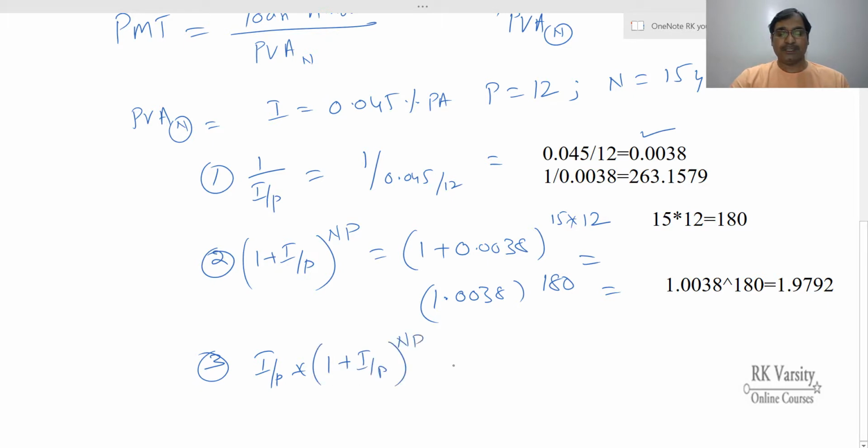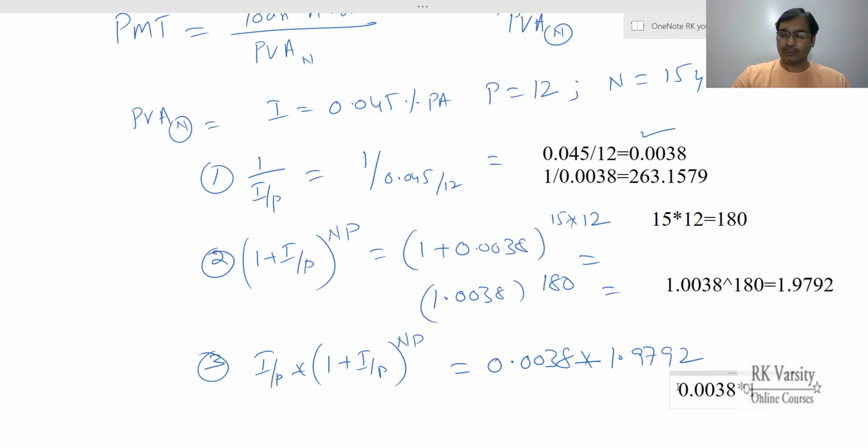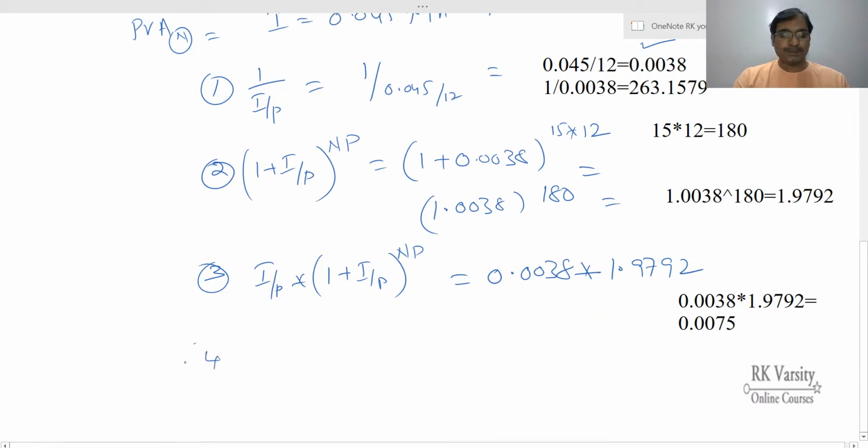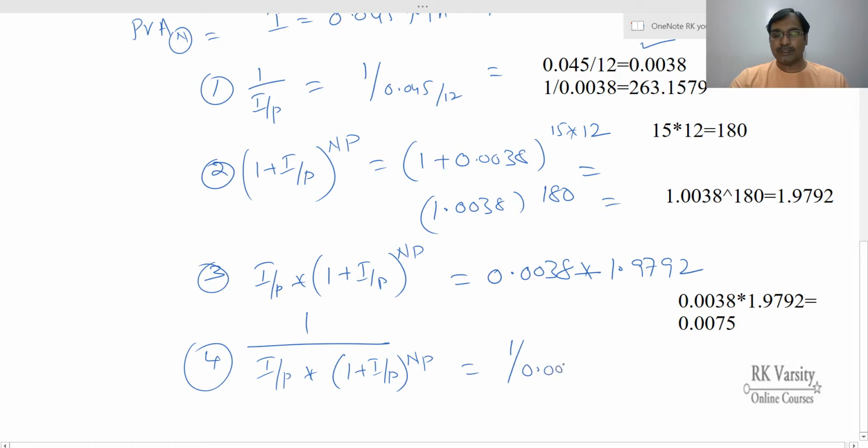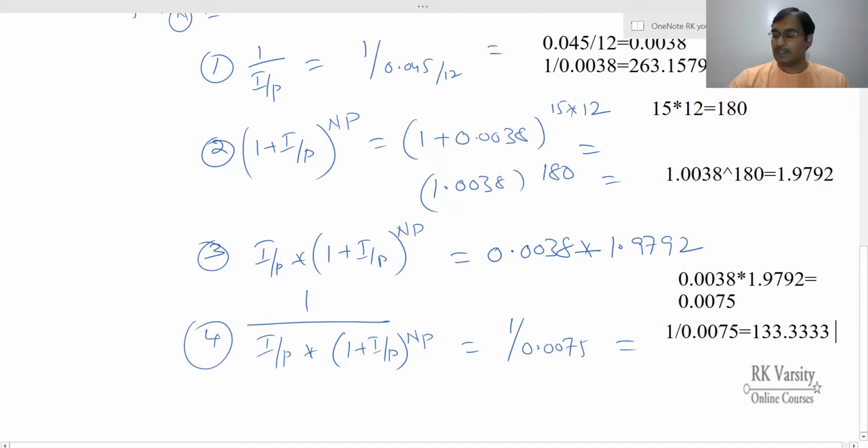Then we will do I upon P times (1 plus I upon P) raised to the power of n times P. This equals 0.0038 times 1.9792, which is 0.0075. Then in the fourth step, we'll calculate 1 divided by that, 1 upon 0.0075. This comes to 133.33.